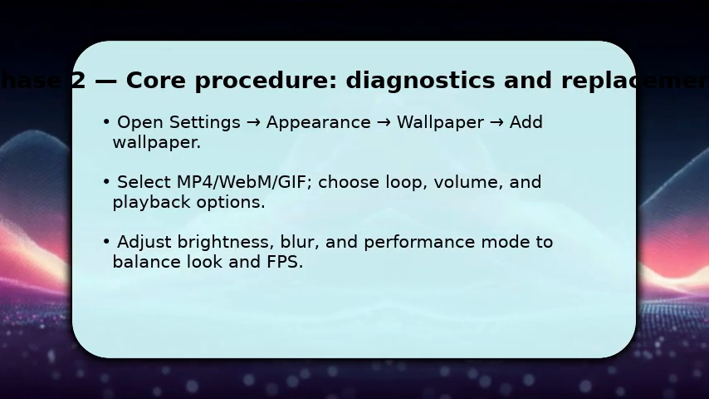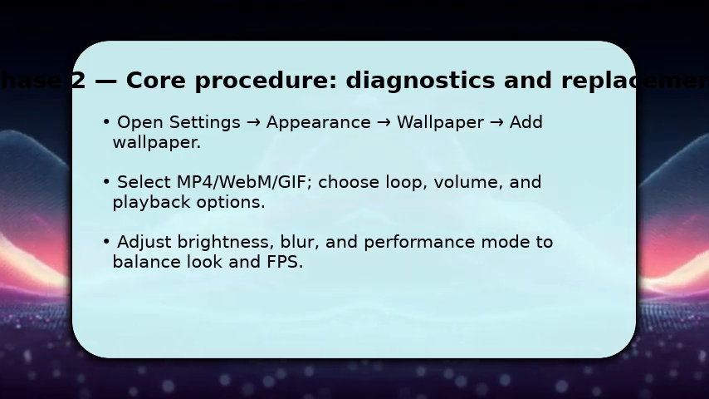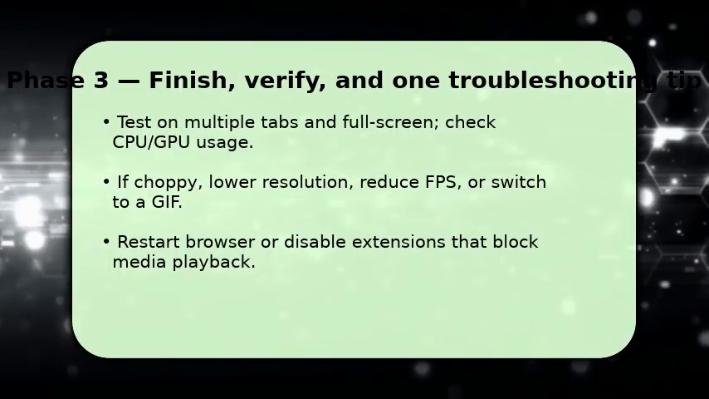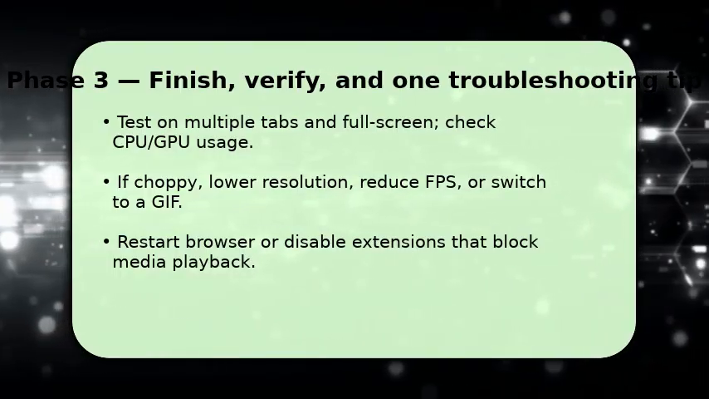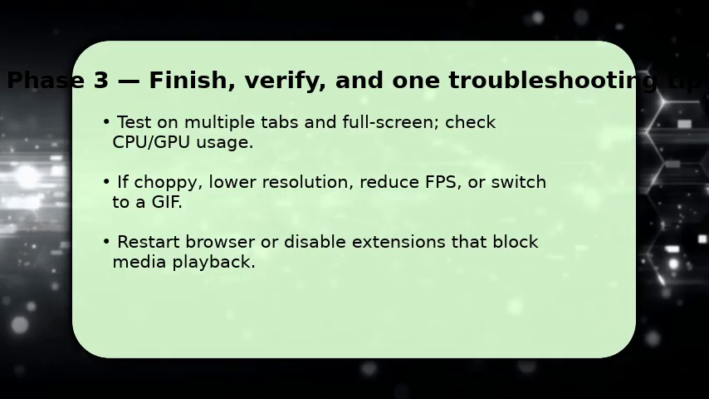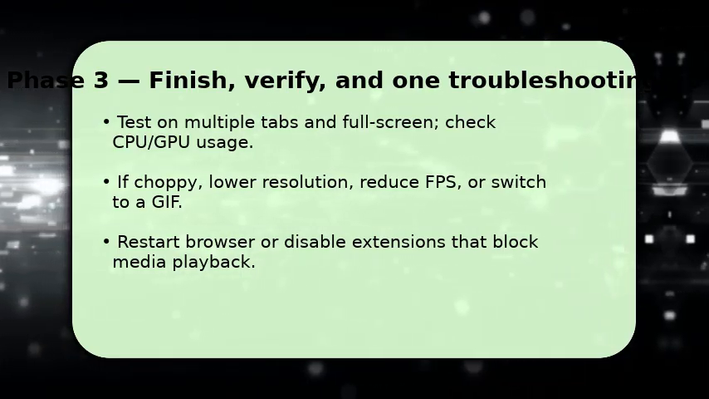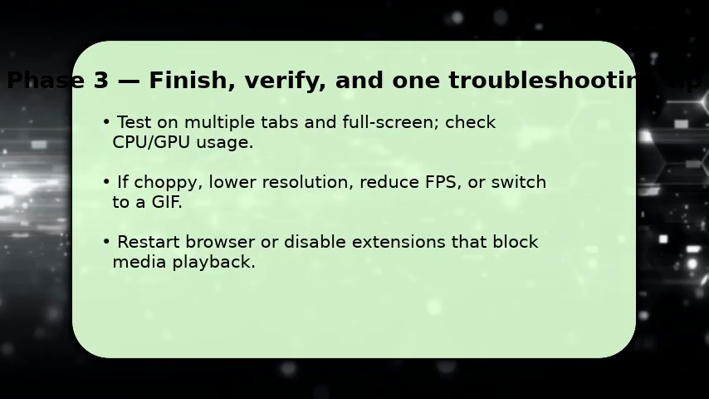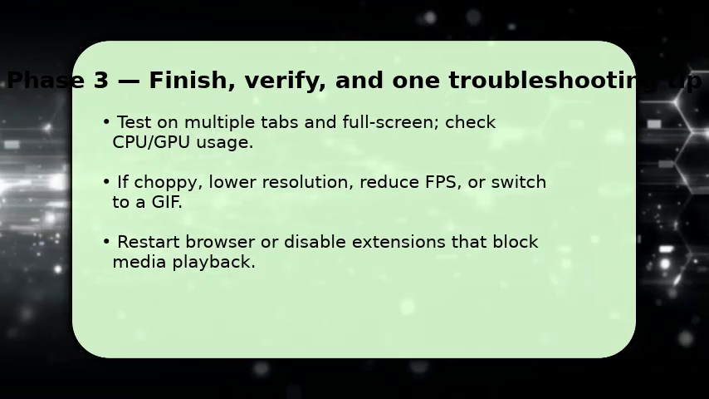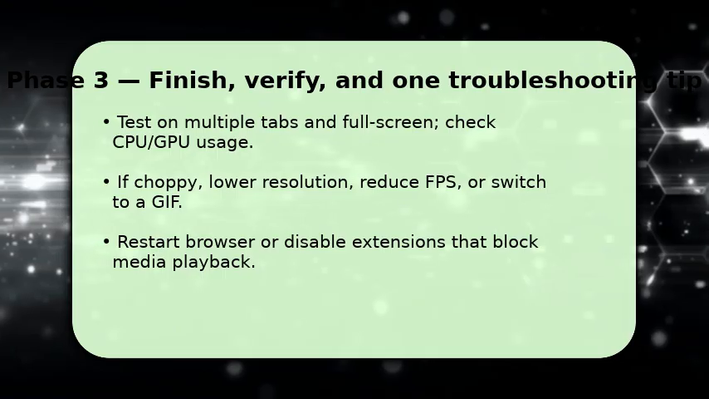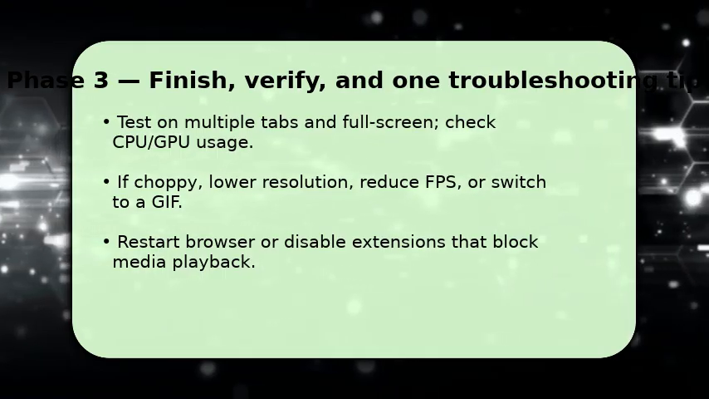Finish by testing the wallpaper across typical workflows. Open multiple tabs, run a video, and toggle full screen to ensure stable performance. If playback is choppy, reduce the wallpaper resolution, lower FPS via performance mode, or try a GIF instead of high bitrate video. Make sure extensions that block media or overlays are disabled because they can prevent animation.